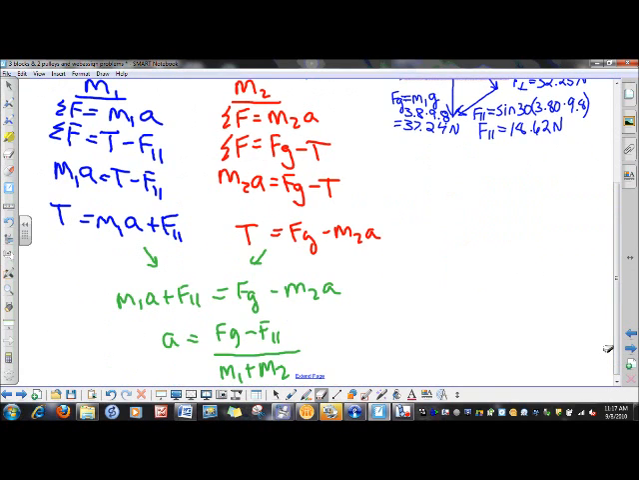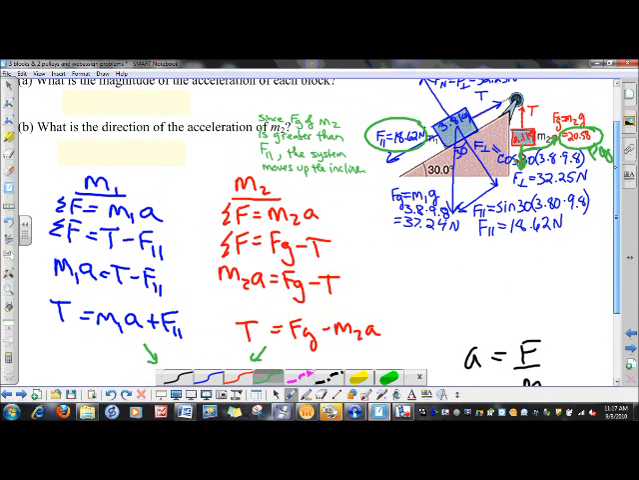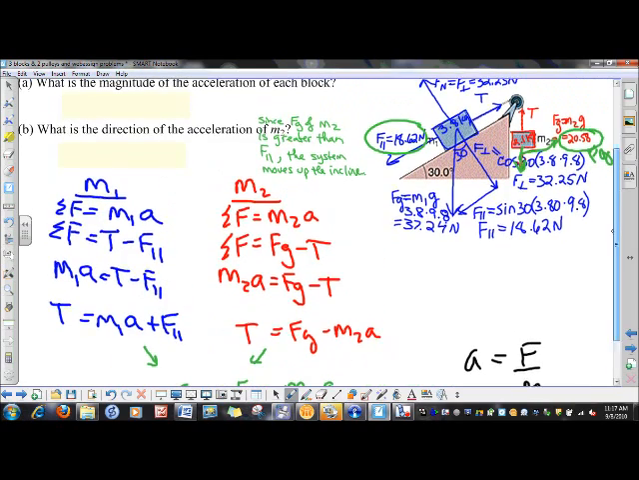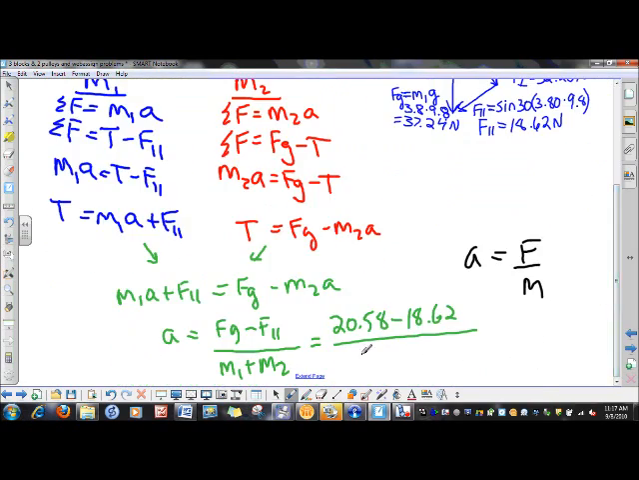All right, so then we just finished out the problem. Okay, so FG is 20.58. 20.58 minus, can't remember, 18.62, all over 3.8 plus 2.1, equals 0.33 meters per second squared.